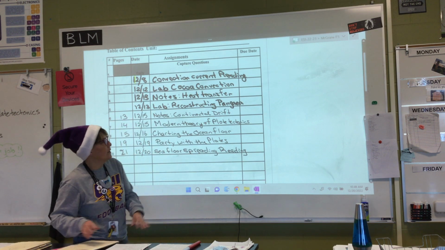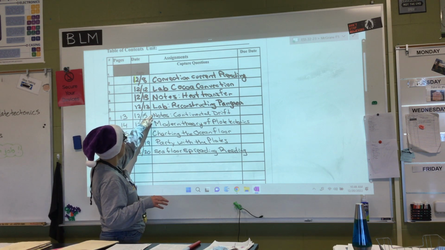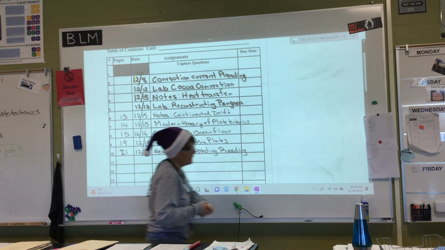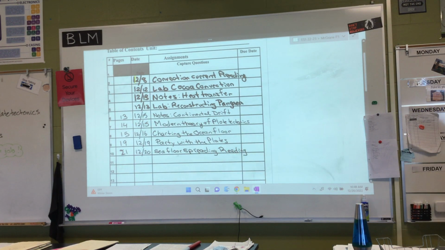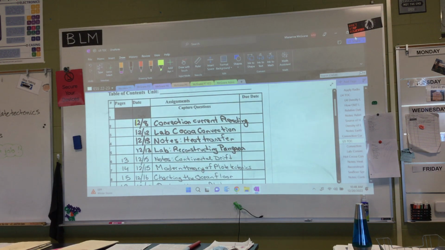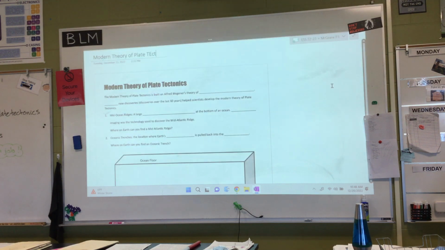Let's go ahead now and go to the backside of continental drift notes and look at the modern theory of plate tectonics. I will show you what it looks like so that you can find it. Here, this is what you're looking for.